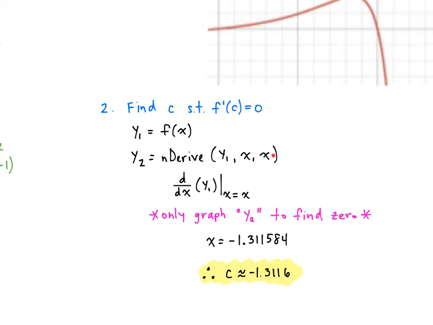So here's the old version of what it will look like, and if you have a new age calculator, it'll look like this. This is what you're going to plug in. I only want you to graph y2 to find the 0. So graph y2, calculate the 0, and what you should find is you get this x value. So now we can make our conclusion that C is equal to that x value, which is -1.3116.